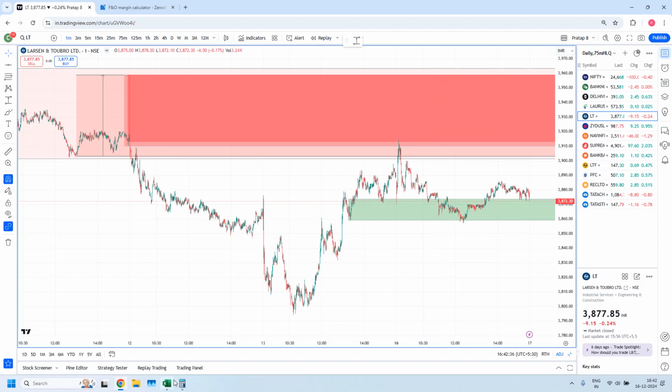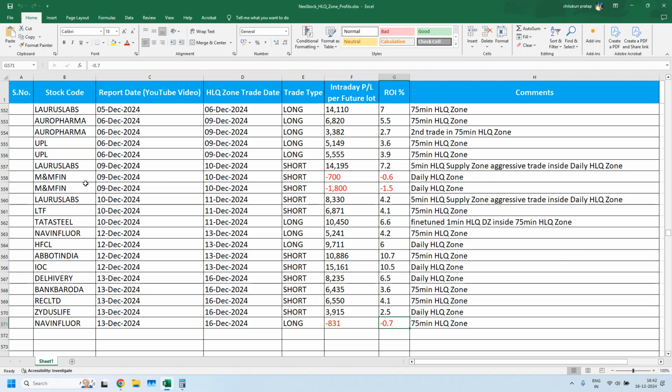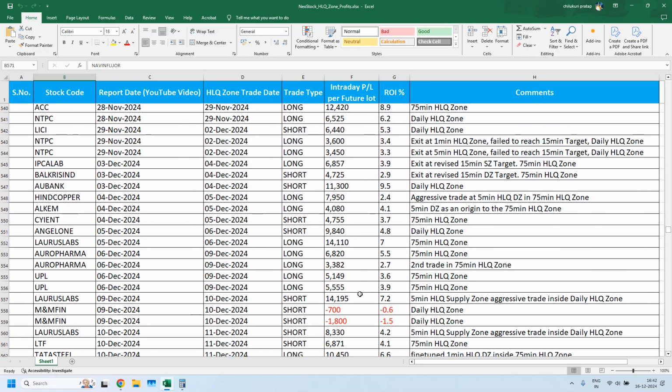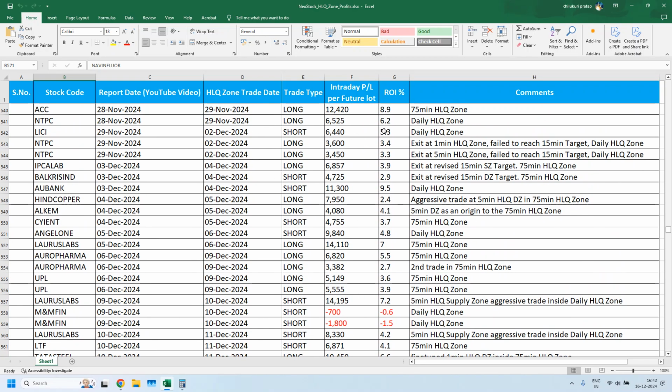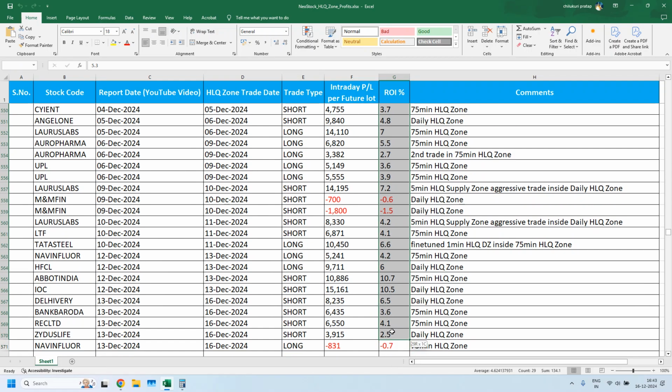How many stocks failed this month so far? Only 2. M&M Finance, and on the same day 2 stocks failed, that's why it looks like 2, but one stock failed from the M&M point of view. And Navin Fluorine today. And how many trades did we get this month so far? We got 30 trades. Out of 30 trades, only 3 trades were stopped out. So far we have a 90% success rate.